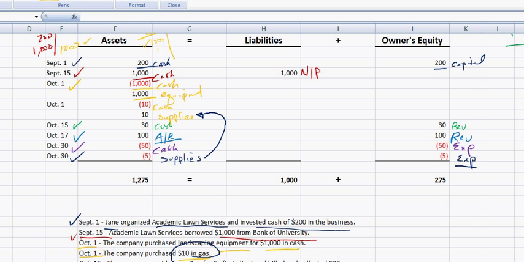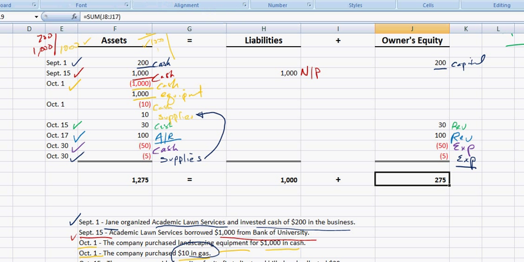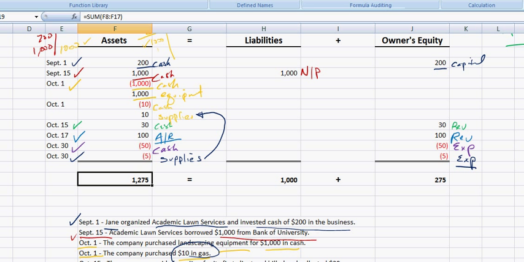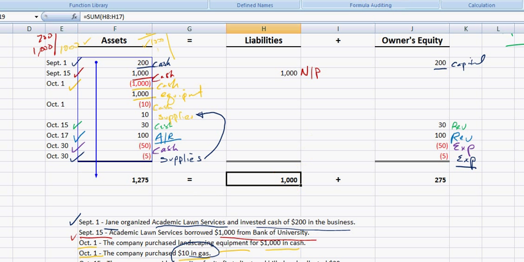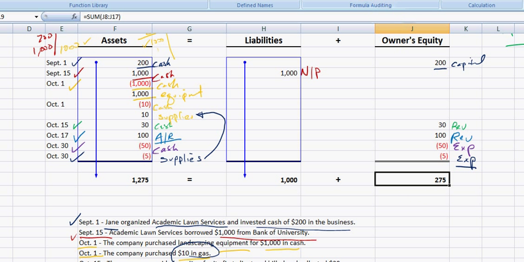So now if you look at our asset column, we've got $1,275 added up on the left-hand side, liabilities $1,000, owner's equity $275. Liabilities plus owner's equity would be $1,275, and $1,275 on the asset side. The basic accounting model here thus balances.